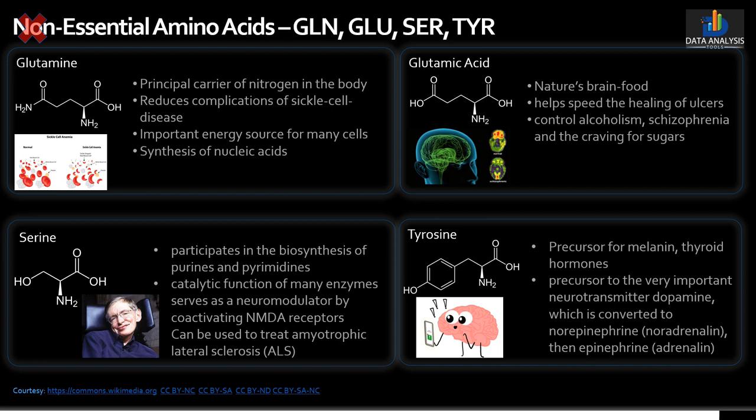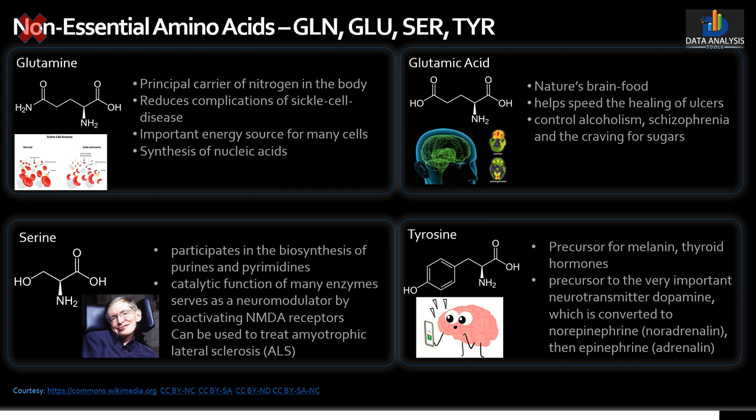Tyrosine. Tyrosine is an amino acid that, besides being important to synthesizing proteins, also acts as a precursor to the very important neurotransmitter dopamine, which is converted to norepinephrine and then to epinephrine. Tyrosine supplements can improve cognition, increase energy, reduce anxiety, reduce depression, and reduce pain levels. To be safe, hyperthyroidism sufferers should avoid tyrosine. There is a chance it could raise thyroid levels even higher.